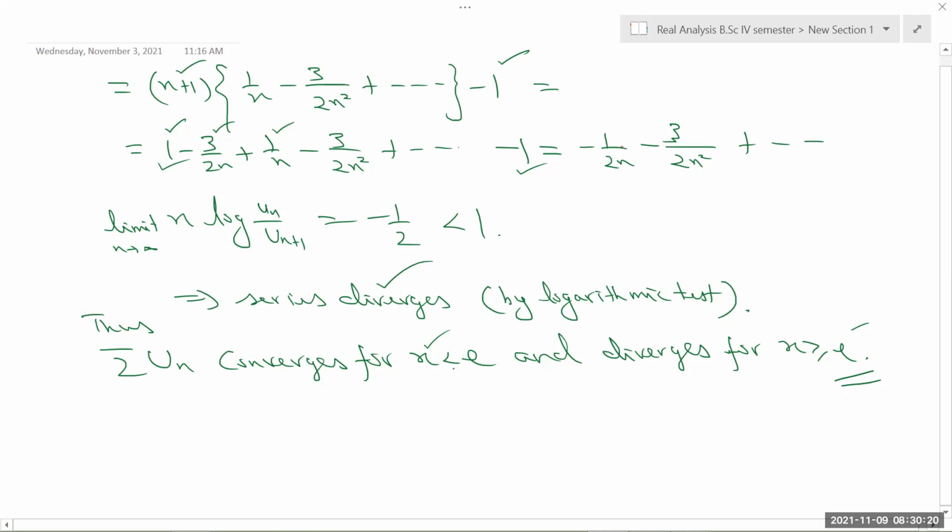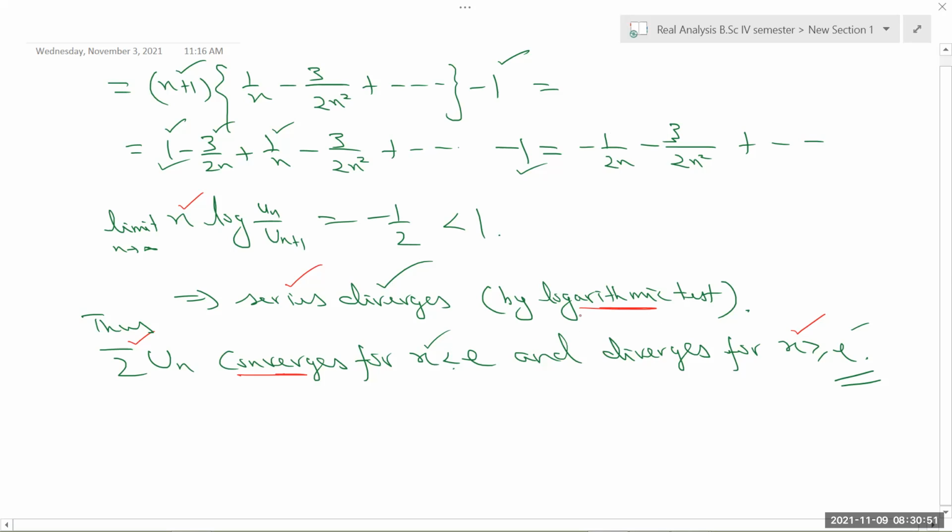But as per the logarithmic test, I need to multiply it by n. So after multiplying, it will be equal to minus half, which is less than 1. So as per the logarithmic test, the series diverges at x equal to e. So in general, I can conclude that the series denoted by summation un converges for x less than e and diverges for x greater than or equal to e. Actually, this equality is important, whether e will be included in the convergent case or the divergent case.